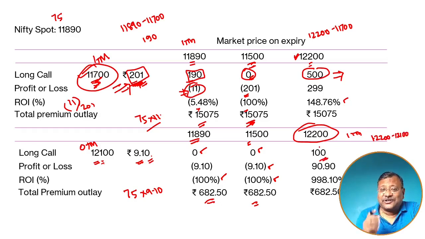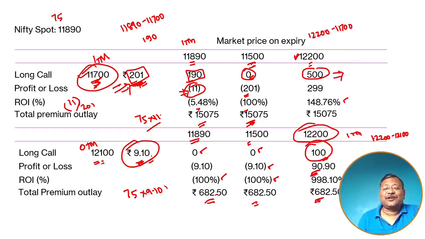So the option which he purchased for 9.10 is now worth 100 rupees, which means his profit is 90 rupees 90 paise on an investment of 9.10. Can you look at the return on investment here? 998.10%, and his total premium outlay was only 682.5. That means here you have a scenario where if he loses, he's going to lose a small amount, but if he makes money, he's going to make a return on investment of something as weird as 998.10%.